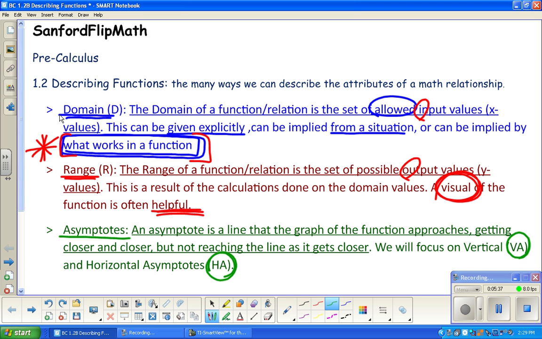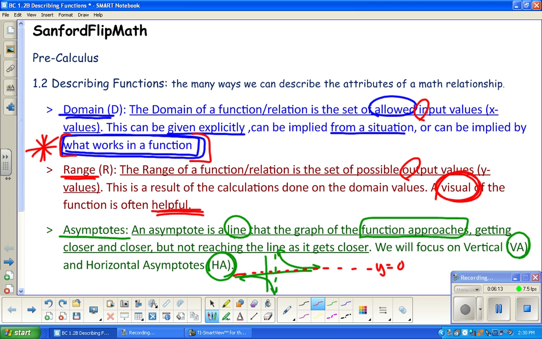An asymptote is a line that the graph or the function approaches. It gets closer and closer and closer to this line, okay, but it never actually gets there when it's doing that closer and closer process, okay? And you've seen fractional equations or rational equations where maybe you have something like this, and we'll see one in just a couple minutes, where the graph looks like it's getting closer and closer to the x-axis. So the x-axis, also known as y equals 0, would be an asymptote.